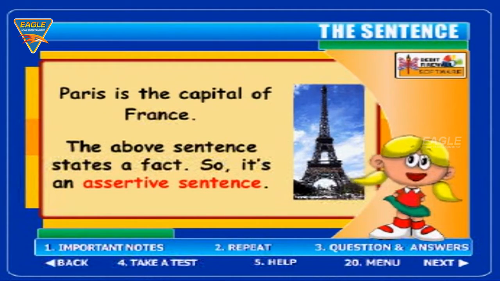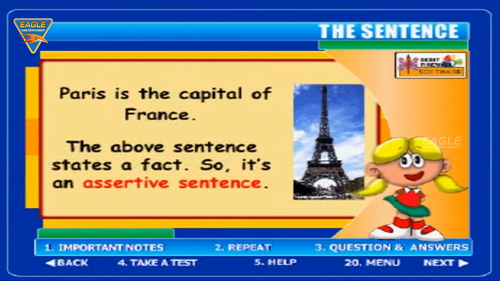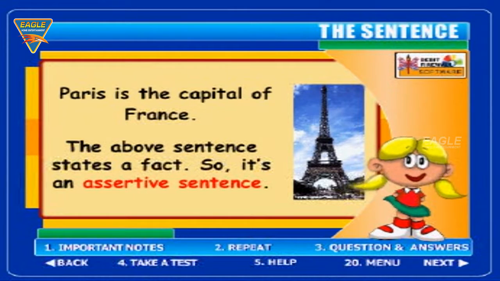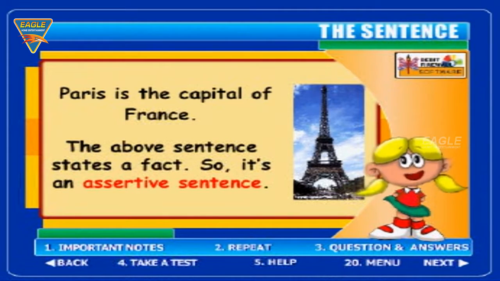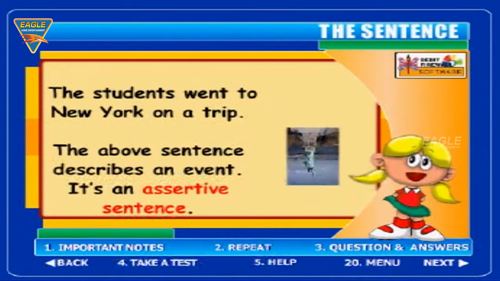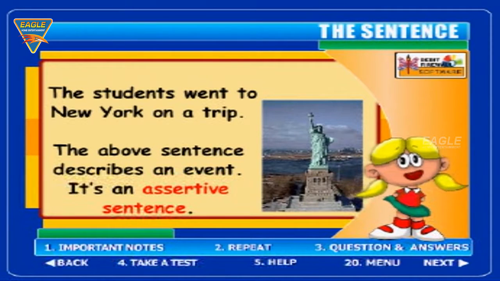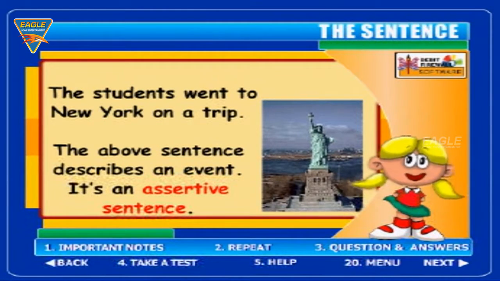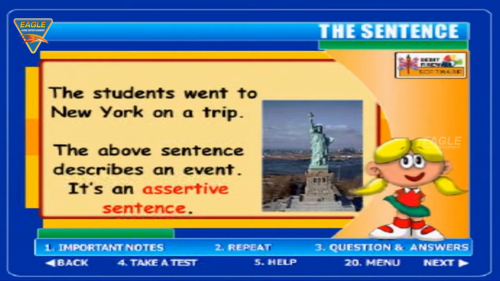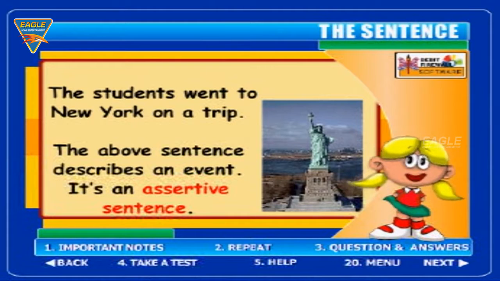Paris is the capital of France. The above sentence is a statement of fact. So, it's an assertive sentence. The students went to New York on a trip. The above sentence describes an event. It's an assertive sentence.